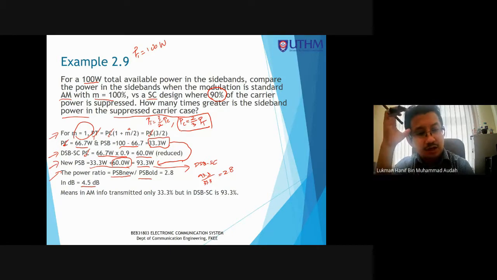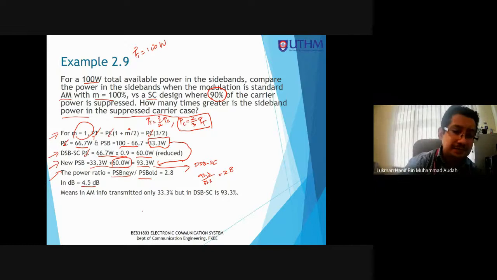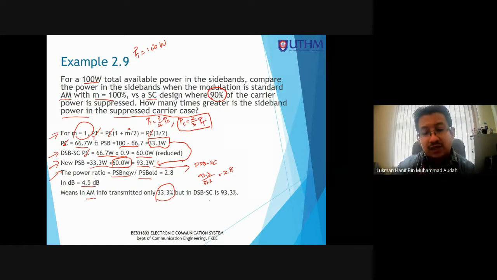Okay. Dan dari segi percentage kalau dilihat, dalam double sideband full carrier cuma 33.3%. Manakala dalam suppressed carrier, power of the sideband is 93.3%. So this is out of 100 watt. Ini daripada total 100 watt. Okay.